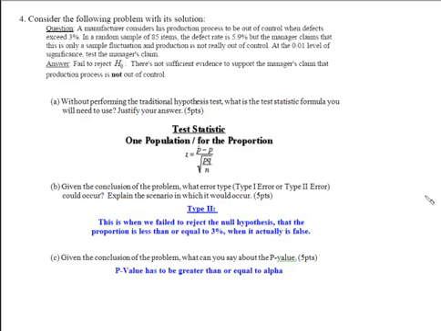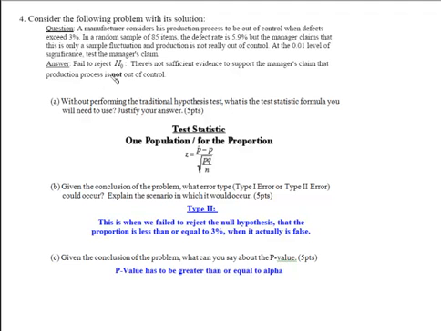So, the question is given here. A manufacturer considers his production process to be out of control if defects exceed 3%. In a random sample of 85 items, the defect rate is 5.9%, but the manager claims that there's only a sample fluctuation, and production is really not out of control. So at the 0.01 level of significance, test the manager's claim.